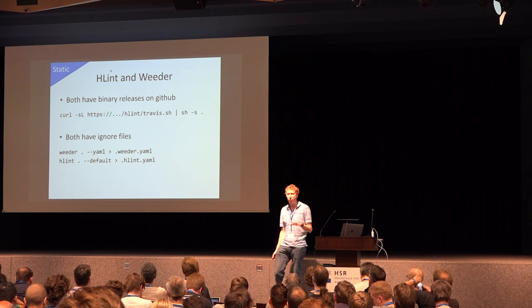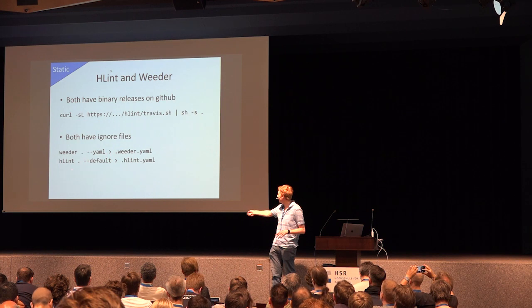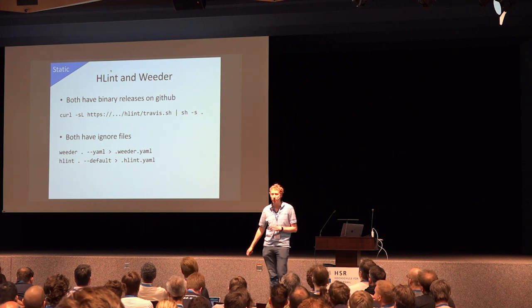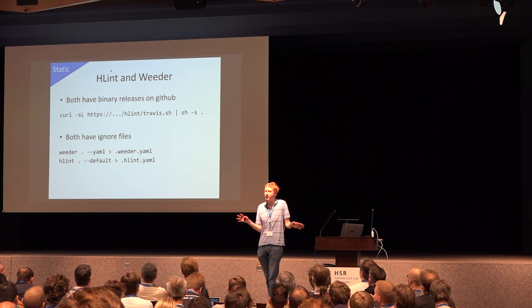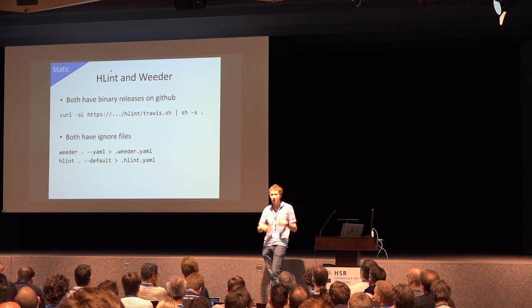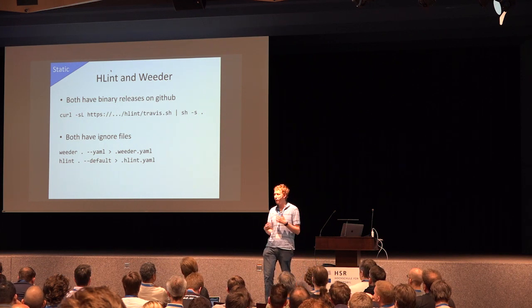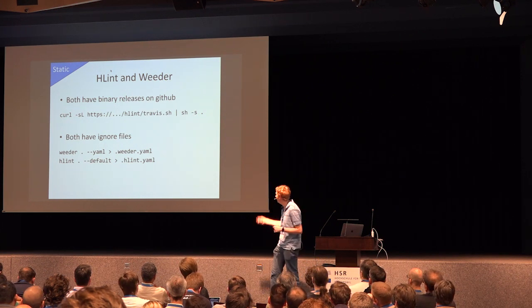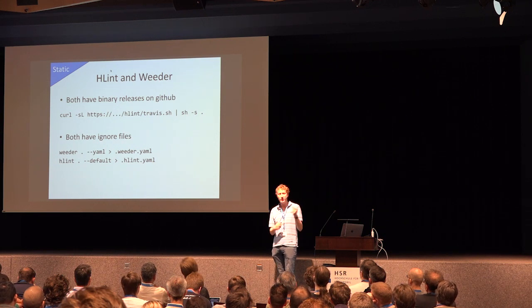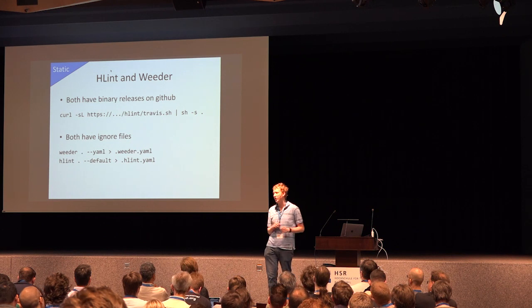And both of them also have ignore YAML files. So with Weeder, you can do this. With HLint, you can do this. Pipe them into a .hlint.yaml or a .weeder.yaml, and now it will ignore all the existing warnings. So if you're a maintainer, this is a nice way to start turning on HLint without worrying about any of the existing warnings. If you're coming at the project, it's a nice way to generate these files, then go through the YAML file to see the warnings and turn on the ones you think might be useful.